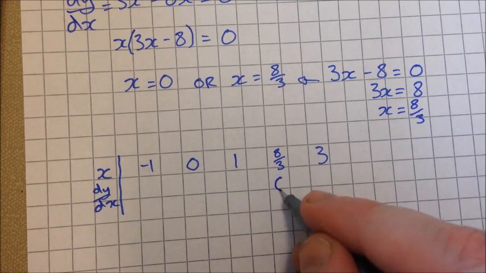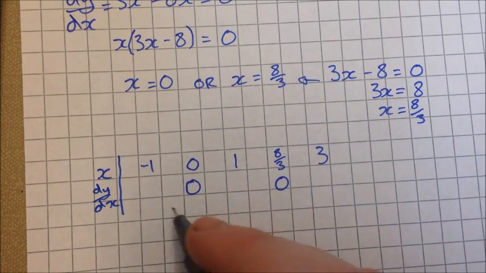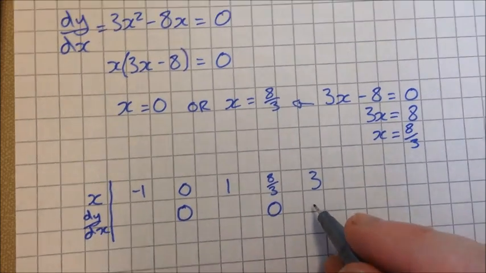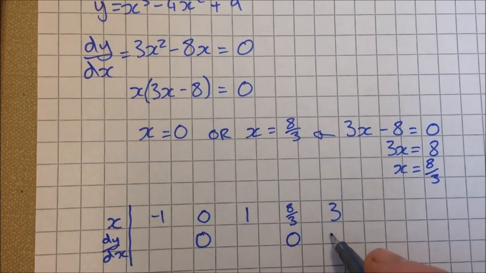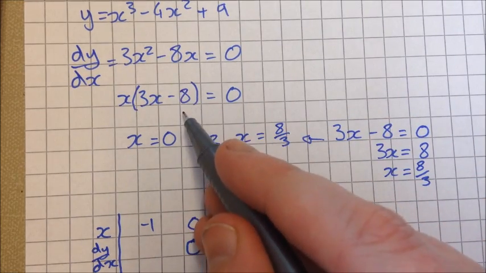So we already know that this gives us a dy/dx of 0, and this gives us a dy/dx of 0. Let's plug these numbers in. So plug that into that formula. You can also plug it into this formula.